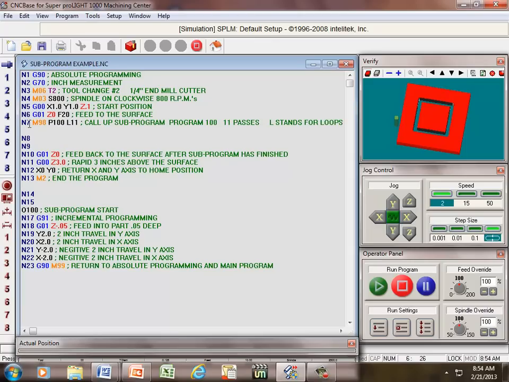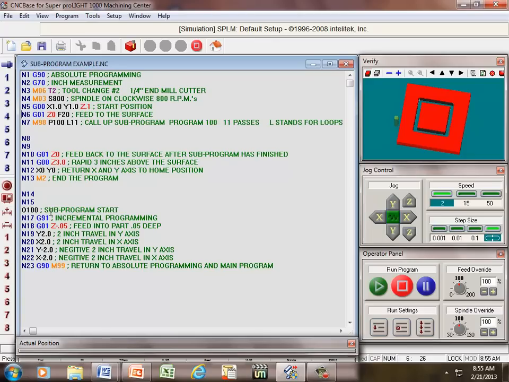All right, then we're going to go from line 7 down here where the sub program starts. Notice the P100 here, so whenever it reaches this, it's going to skip all of this other information here and go down to where the sub program starts.